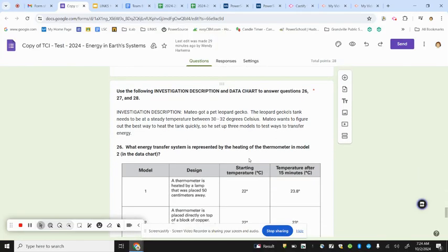Use the following investigation description and data chart to answer questions 26, 27, and 28. Investigation description. Mateo got a pet leopard gecko. The leopard gecko's tank needs to be at a steady temperature between 30 and 32 degrees Celsius. Mateo wants to figure out the best way to heat the tank quickly, so he sets up 3 models to test ways to transfer energy.